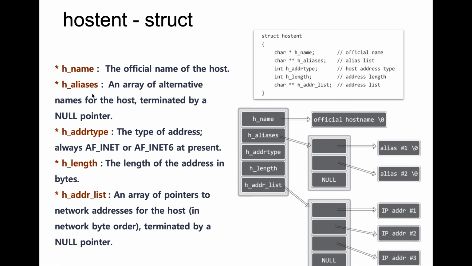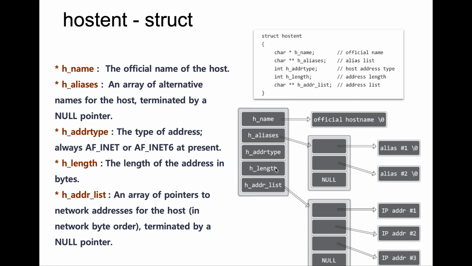The aliases can be multiple. Multiple domain names can match the same IP address. And that will be the second field right here. It will be a list of the domain names as aliases, terminated by a null pointer. And then the address type can have two types of values, which are AF_INET or AF_INET6 at present. Just two address types, IPv4 and IPv6. And the next element is the length, which is the length in bytes of the IP addresses that we're getting.